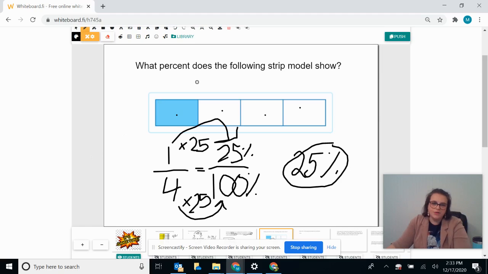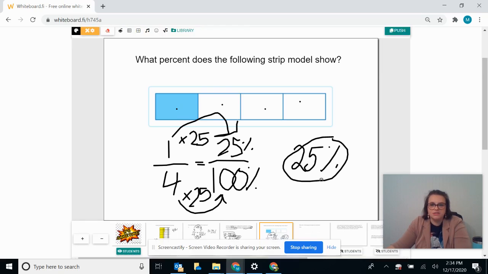I just counted how many pieces we had in all. I counted how many pieces were shaded in, and then I made an equivalent fraction with the 100 as the denominator. Easy peasy.